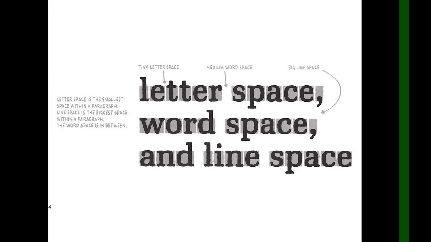Your letter space is the space between two letters. That's the smallest space in your paragraph. Word space is the space between two words. That's the medium space in your paragraph. And a line space, which we know of as leading, is the vertical space between lines. That's your largest space in a paragraph.